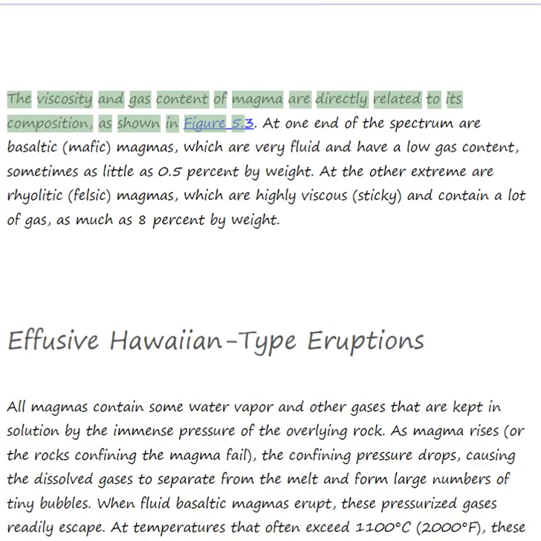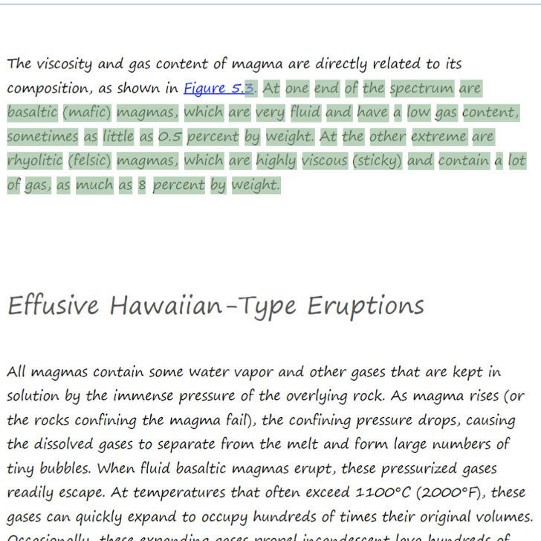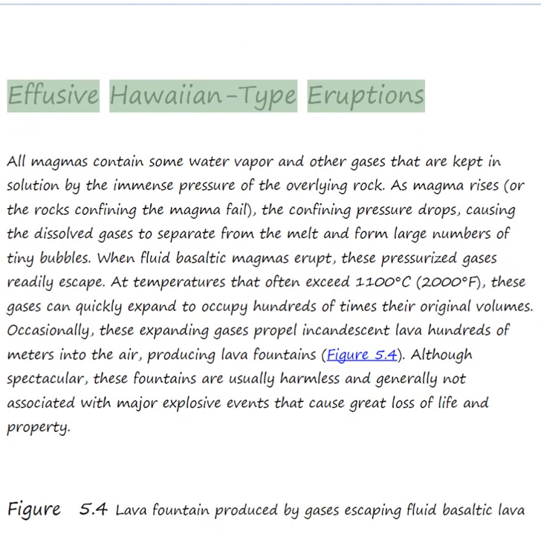The viscosity and gas content of magma are directly related to its composition, as shown in Figure 5.3. At one end of the spectrum are basaltic magmas, which are very fluid and have a low gas content, sometimes as little as 0.5% by weight. At the other extreme are rhyolitic magmas, which are highly viscous and contain a lot of gas, as much as 8% by weight. Effusive Hawaiian-type eruptions.